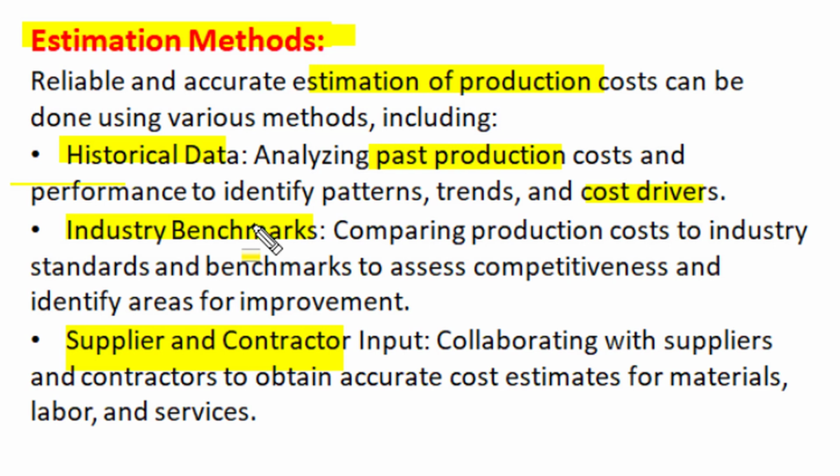In industrial benchmarking, we compare production cost of our industry to industry standards and benchmarks to assess the competitiveness of our production activity, and it can also identify areas of improvement where we can reduce production cost. Another way of estimating production cost is input from suppliers and contractors. When we collaborate and get information from suppliers and contractors, we can get accurate cost estimates for material, labor and other services which are involved in the production process.